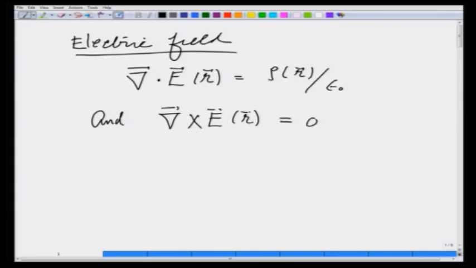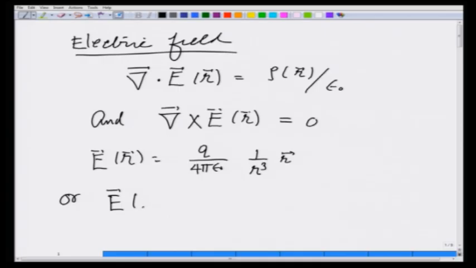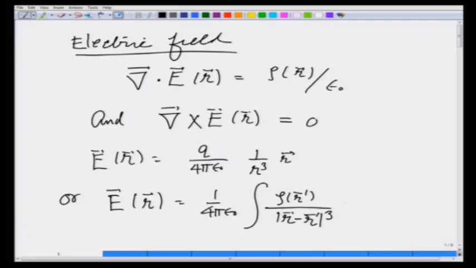We needed these differential equations because there may be situations where the electric field, although the formula for electric field in free space we had already written was q over 4 pi epsilon 0 1 over r cubed r, or for a charge distribution E(r) is given as 1 over 4 pi epsilon 0 integration rho(r') over |r minus r'| cubed (r minus r') dv', but this is only in free space.